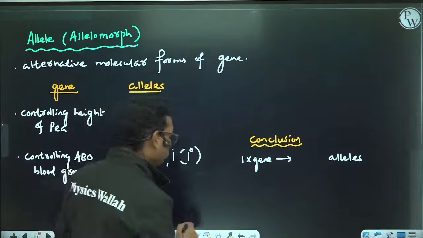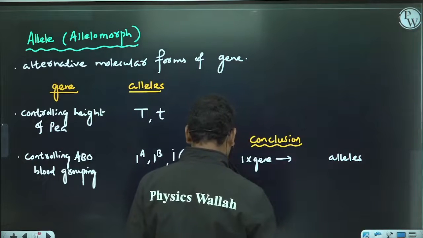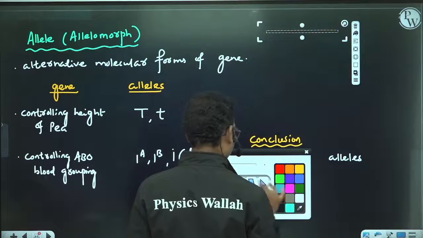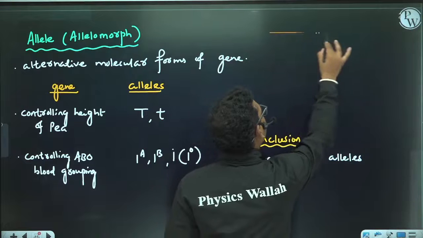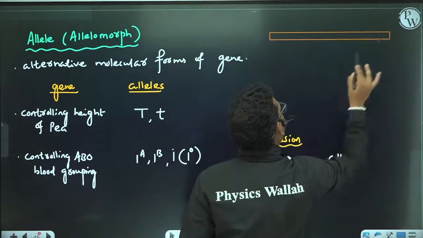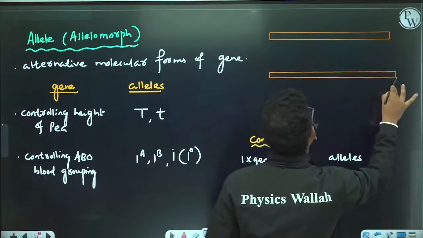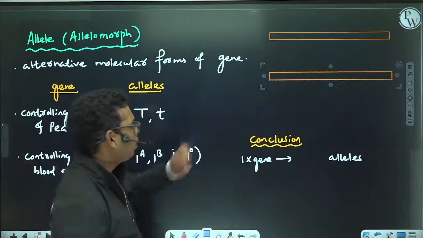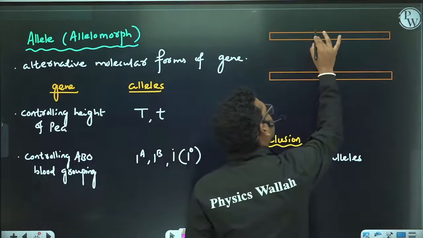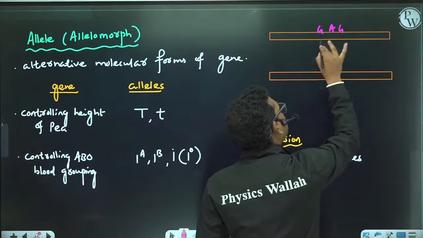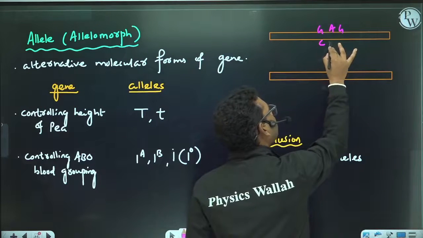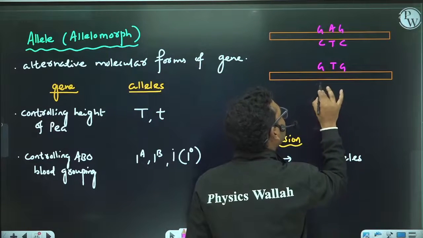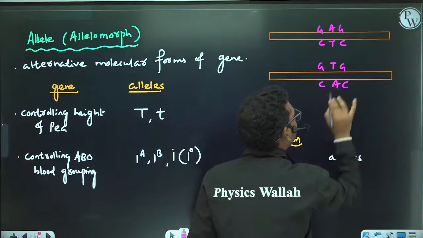Let me give you one example. Suppose this is one double strand DNA, and suppose this is another double strand DNA. These are two double strand DNA molecules. Suppose here a G A G sequence is there, so it will be C T C, and here a G T G is there, and here suppose it is C A C.